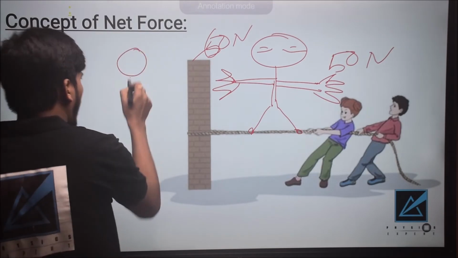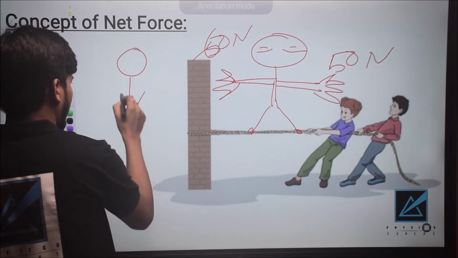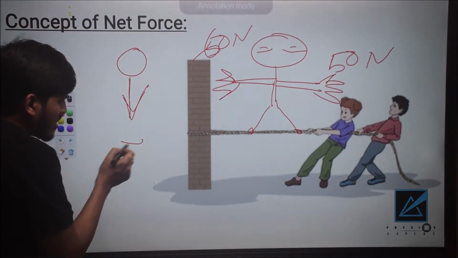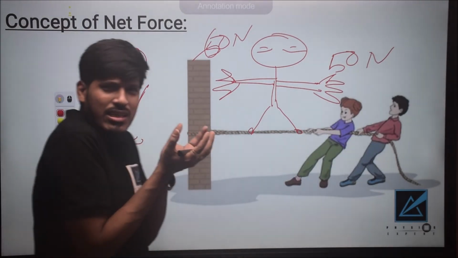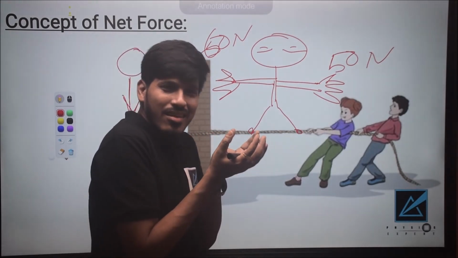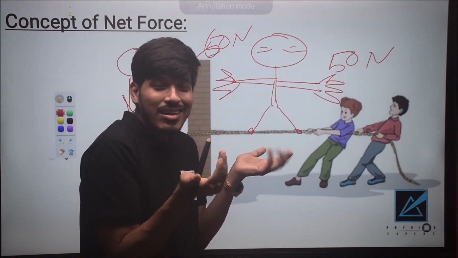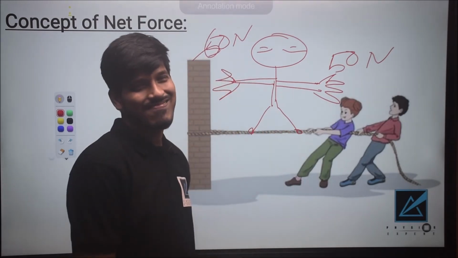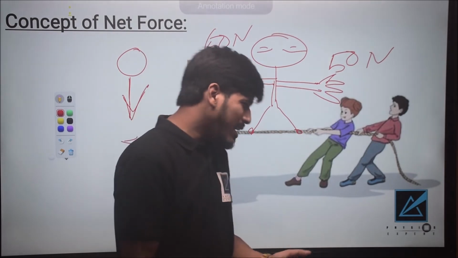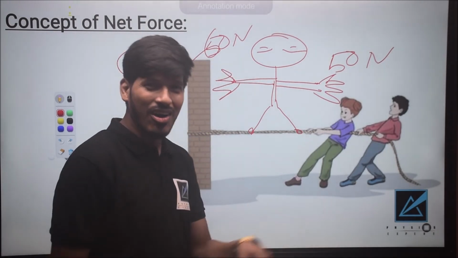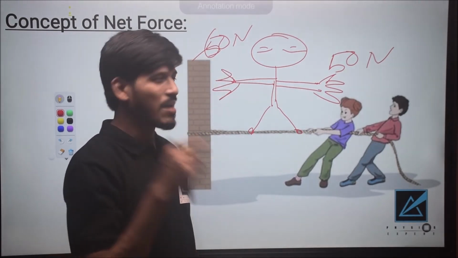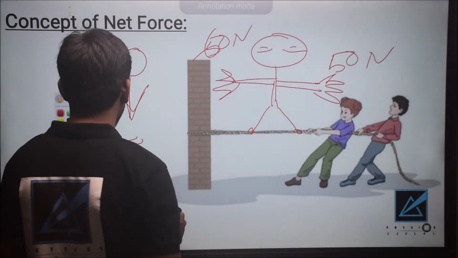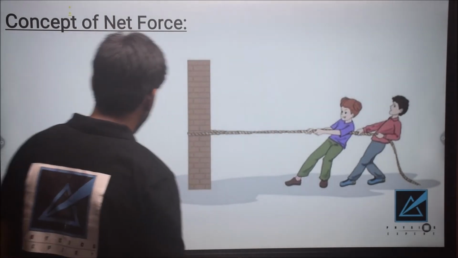Suppose a ball is falling in downward direction. Now you catch it. Whether you are able to catch it or unable to catch it also depends on the value of net force. Whether the object will change its direction or not is also depending on the concept of net force. See, this net force is very interesting.